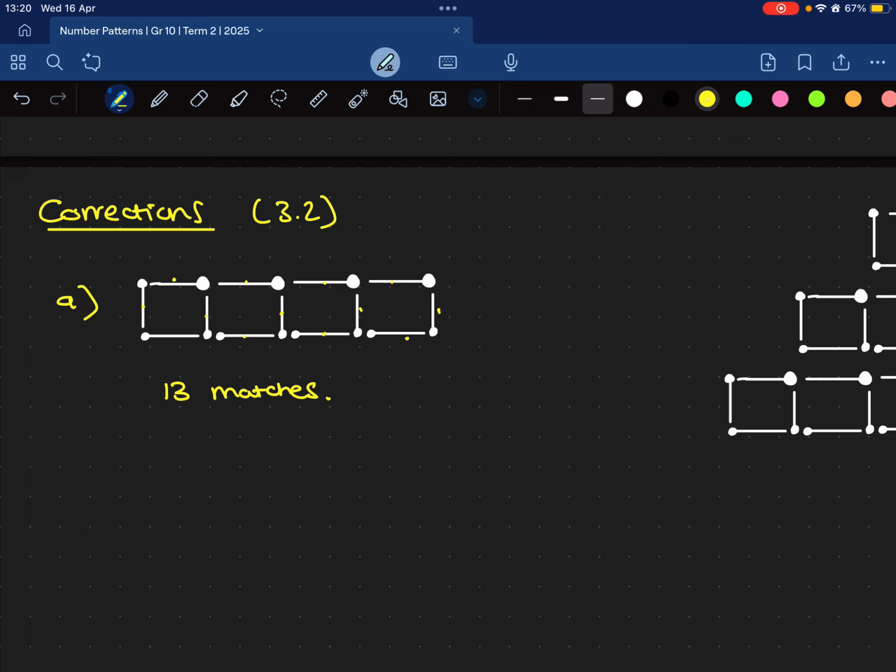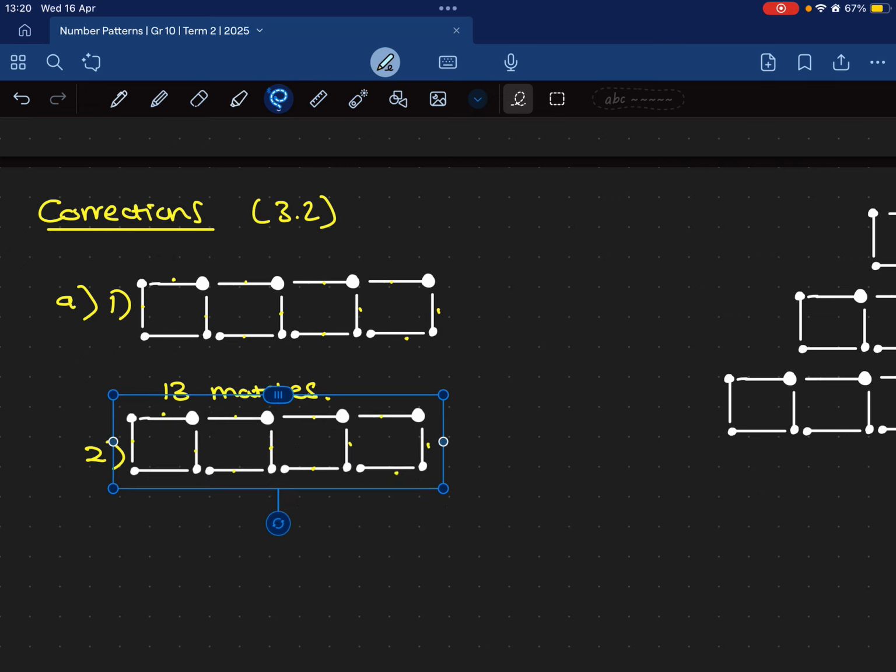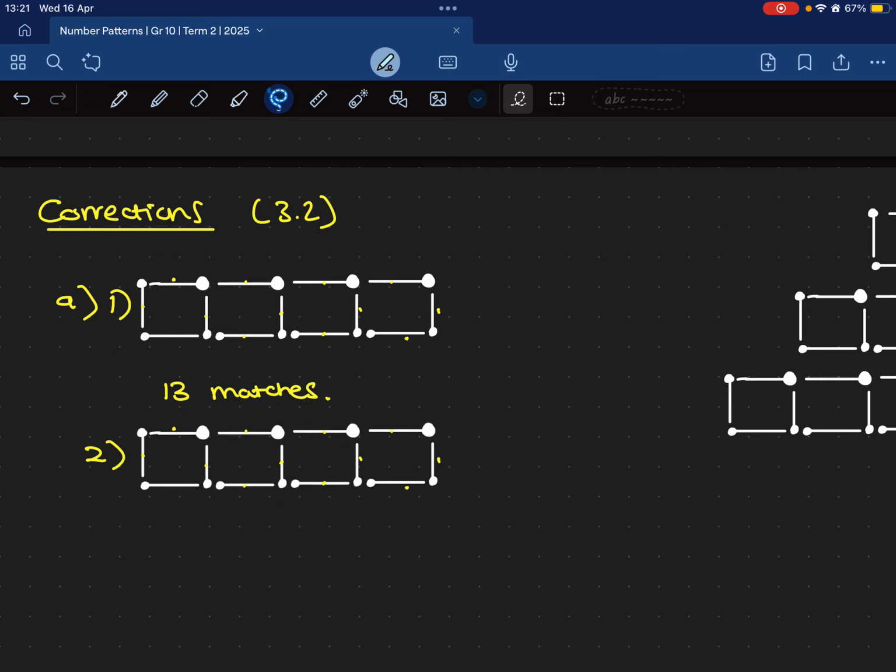Then it says create a chain of 5. This would again be to repeat this. So you would have redrawn the 4, and then you would have drawn the additional 3 matches. Then you would have counted again, and I'm sure you would have noticed that now you have 16 matches.